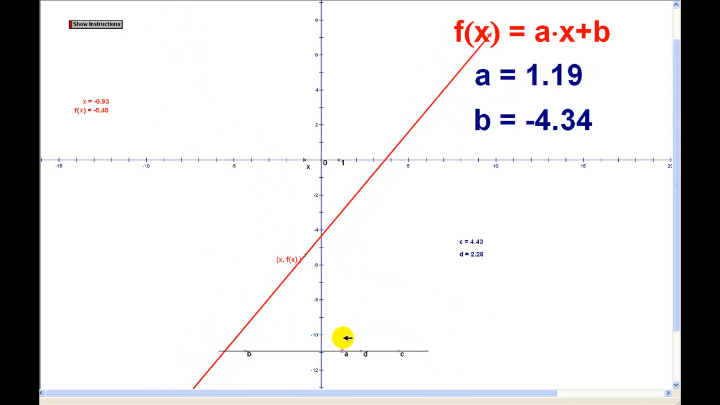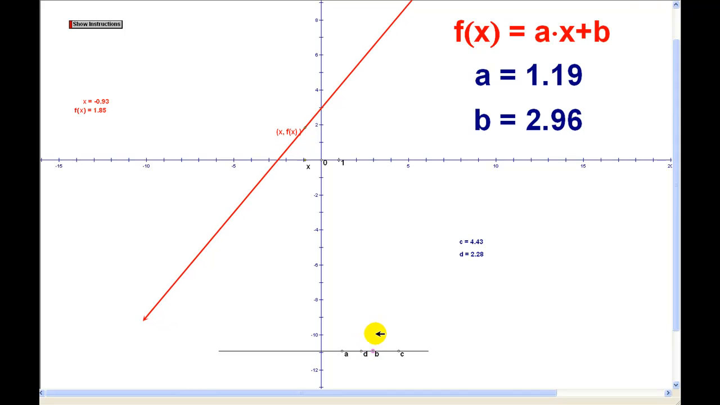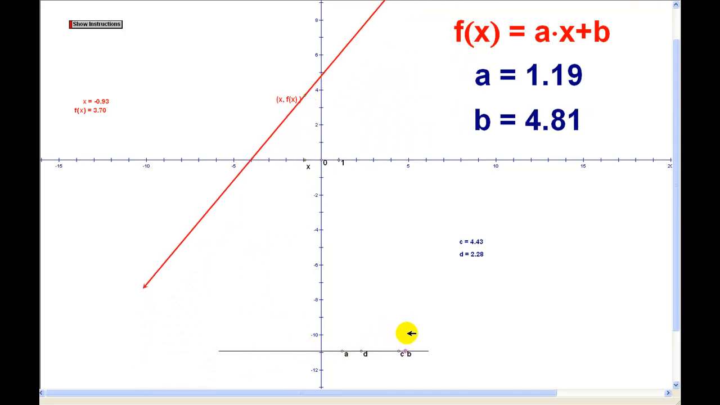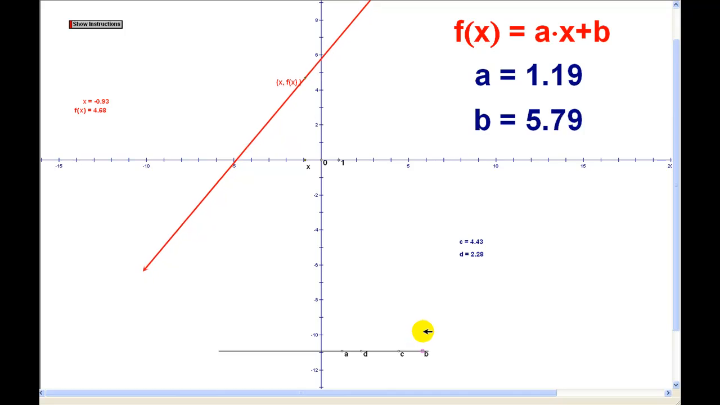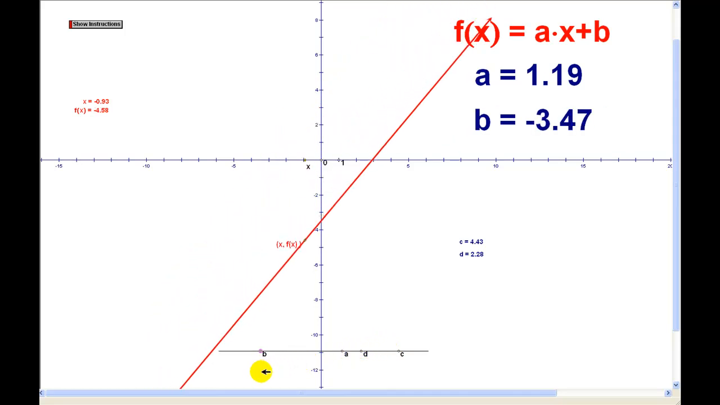Now if we keep the slope constant and change the value of b, or the y-intercept, we'll see that changing b does not change the slant, it just shifts the line up or down because the y-intercept is changing. If the value of b is positive, we have a positive y-intercept. If the value of b is negative, we have a negative y-intercept.